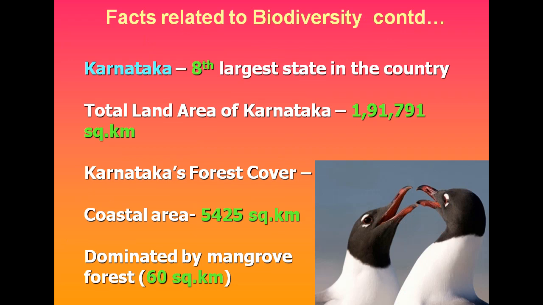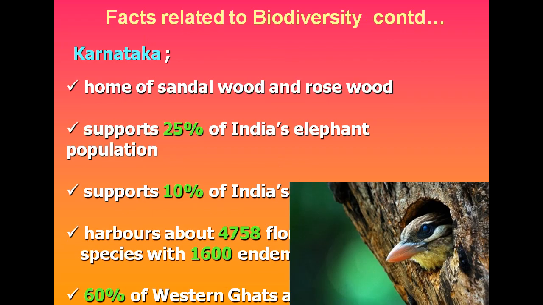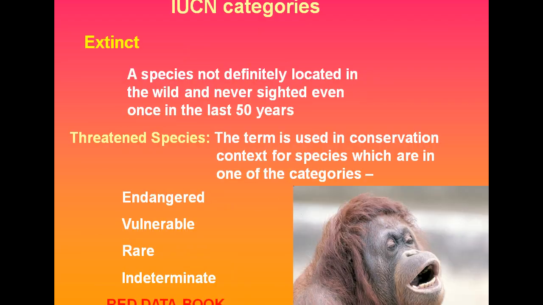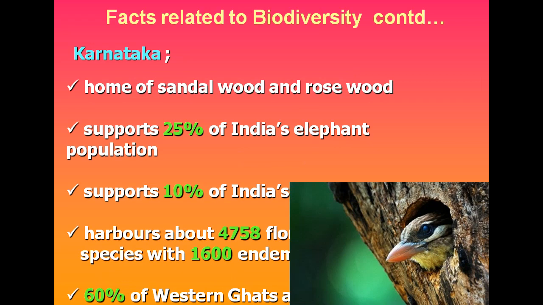Then if we come to Karnataka, Karnataka is the eighth largest state in the country, total area of 1,91,791 square kilometers, and our coastal cover is 5,425 square kilometers, dominated by mangrove, 60 square kilometers. It is the home of sandalwood and rosewood, and it supports 25% of India's elephant population, and 10% of India's tiger population. 60% of the Western Ghats harbor many of these, both flora and fauna.